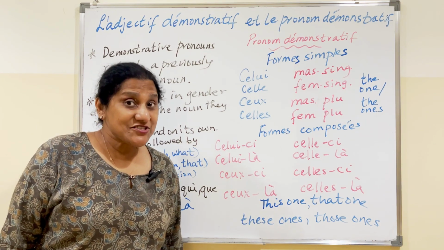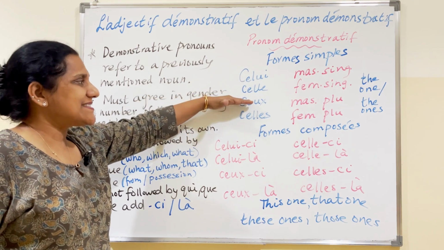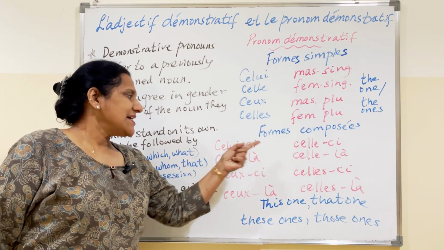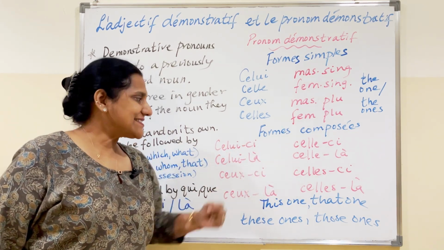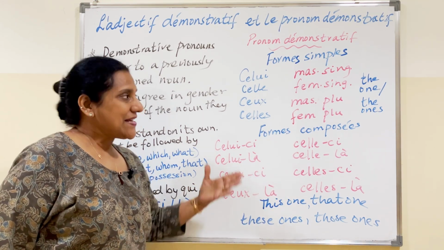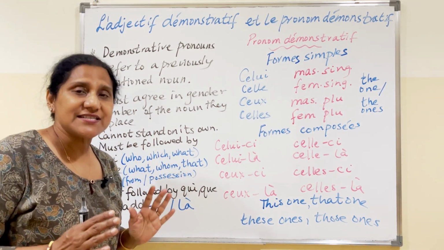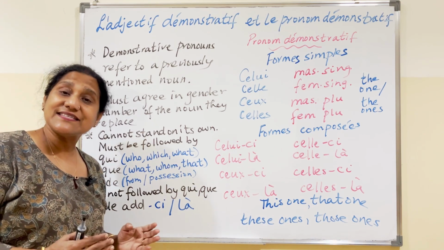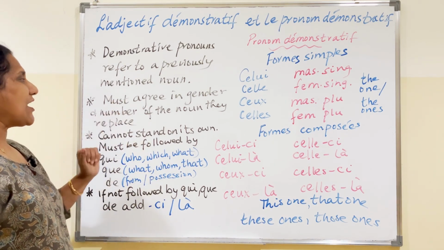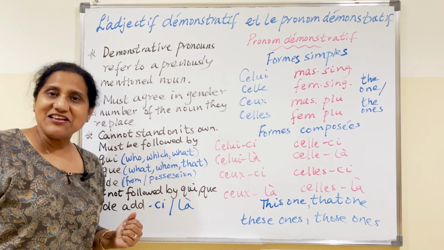Let's look at what demonstrative pronouns are. Well, demonstrative pronouns, that is form simple, celui, celle, ceux, celles, and form composé are celui-ci, celui-là, celle-ci, celle-là, ceci, cela, celles-ci, celles-là. These demonstrative pronouns refer to a previously mentioned noun. So when we start doing the sentences, we'll see that already a noun has been mentioned. Then we are using the demonstrative pronoun.